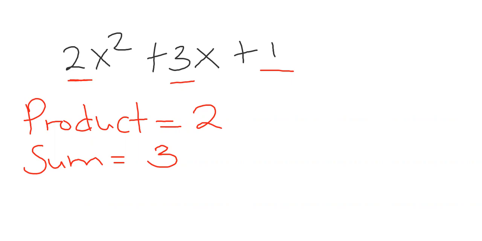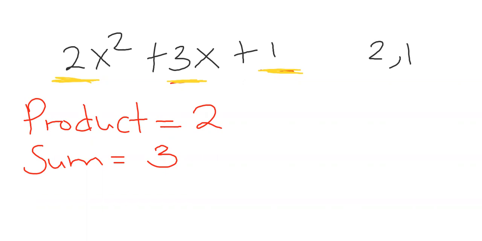I'll repeat that step again. I'm saying first things first, take the first number, multiply it by the last number. 2 times 1 gives you a 2. Then look for 2 numbers, you multiply them, they'll give you 2. But those very same numbers, if you add them, they should give you the middle number, which is 3. From what I see, those numbers are 2 and 1. Because 2 times 1 gives you a 2, 2 plus 1 gives you a 3.